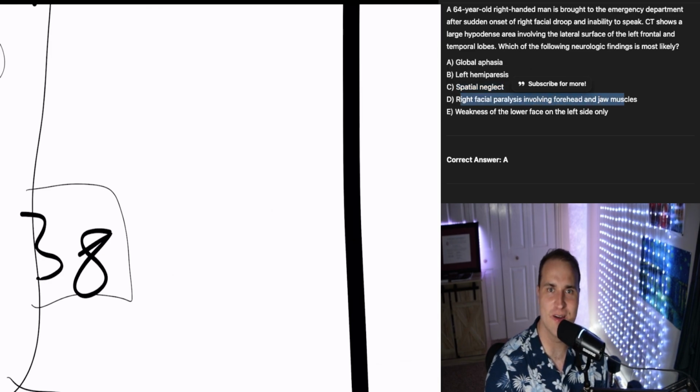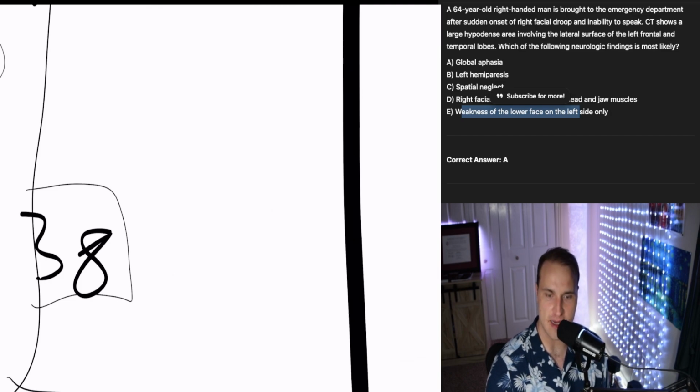So lower motor neuron lesion of cranial nerve 7, it's not going to be cortical. Weakness of lower face on the left side only. So the upper motor neuron lesion on the contralateral side would spare the language centers. There's one artery that supplies most of your speech centers, and that's the middle cerebral. And it feeds the Broca's area for language production and Wernicke's for comprehension.